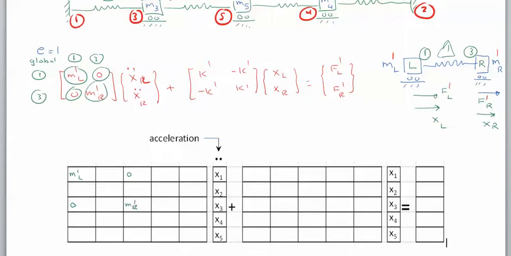Okay, same thing with the stiffnesses. So it's going to go into K1, minus K1, minus K1, K1. Same thing with the load. This is going to go into row 1 on the right side, and this is going to go into row 3. So it's going to be F1R.